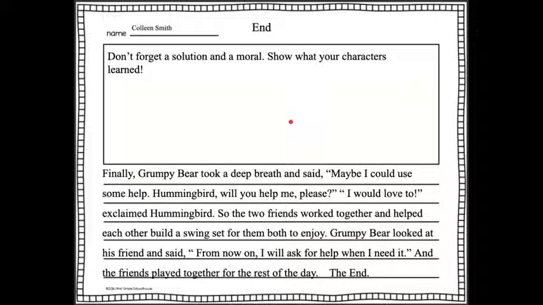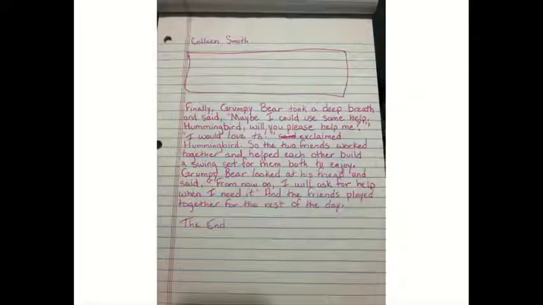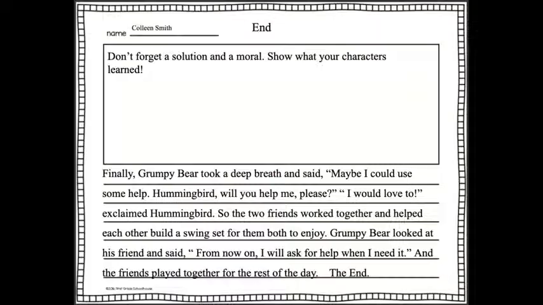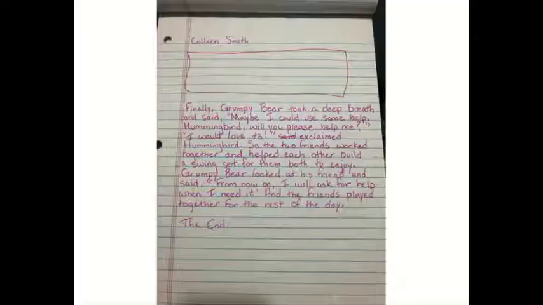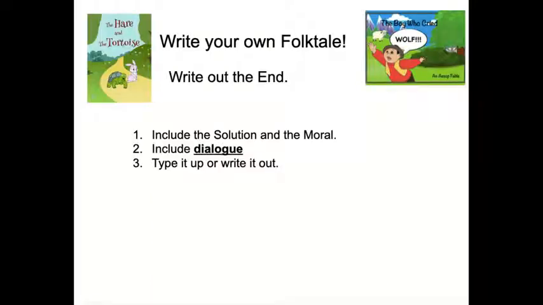You can, again, type it up this way, or you can choose to write it out on some paper. This is the exact same as the page before. It's just one is typed up, and one I decided to practice my neat handwriting and write it out. Either way is perfect.